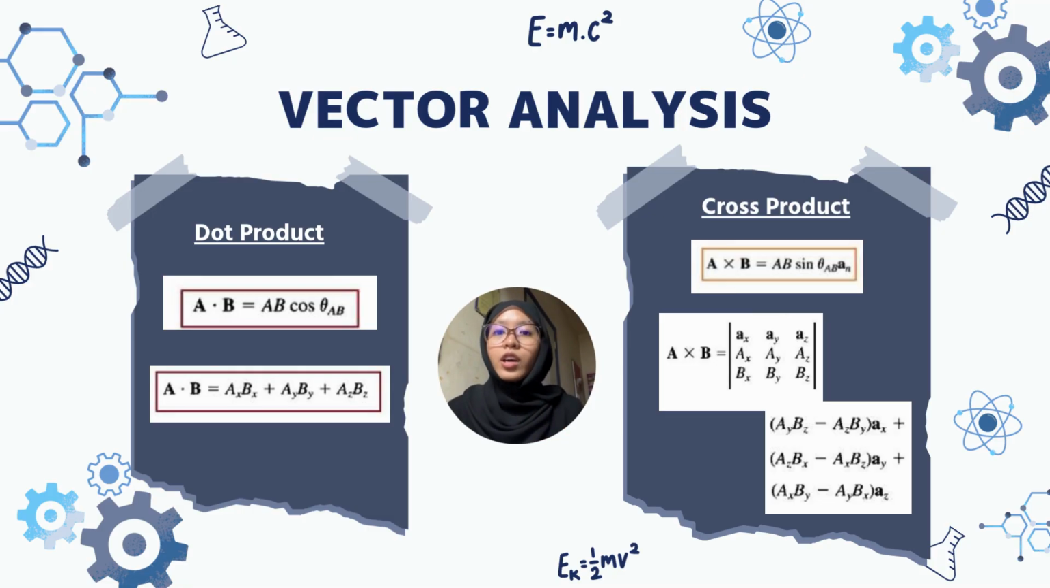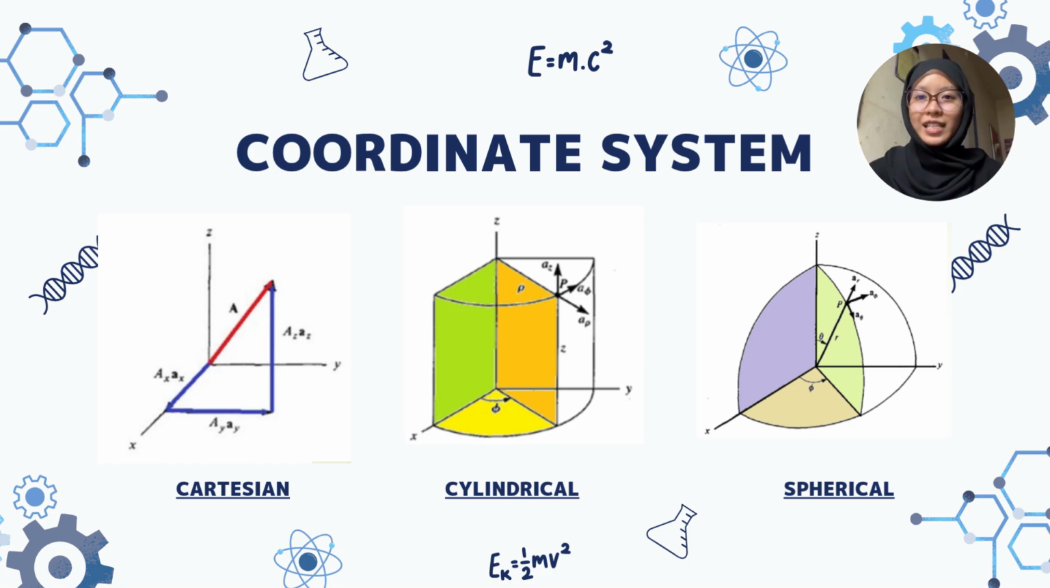Number 2, we have cross product, vector product. On the other hand, the cross product yields a new vector that is perpendicular to both original vectors. The formula is given as A cross B equals |A||B| sine theta AB. To solve this algebraically using components, we evaluate a 3 times 3 determinant matrix as displayed on the slide. Expanding this matrix gives us the final vector components for the Ax, Ay, and Az axes. Now, let's move into coordinate systems, which are essential tools for solving Maxwell equations.